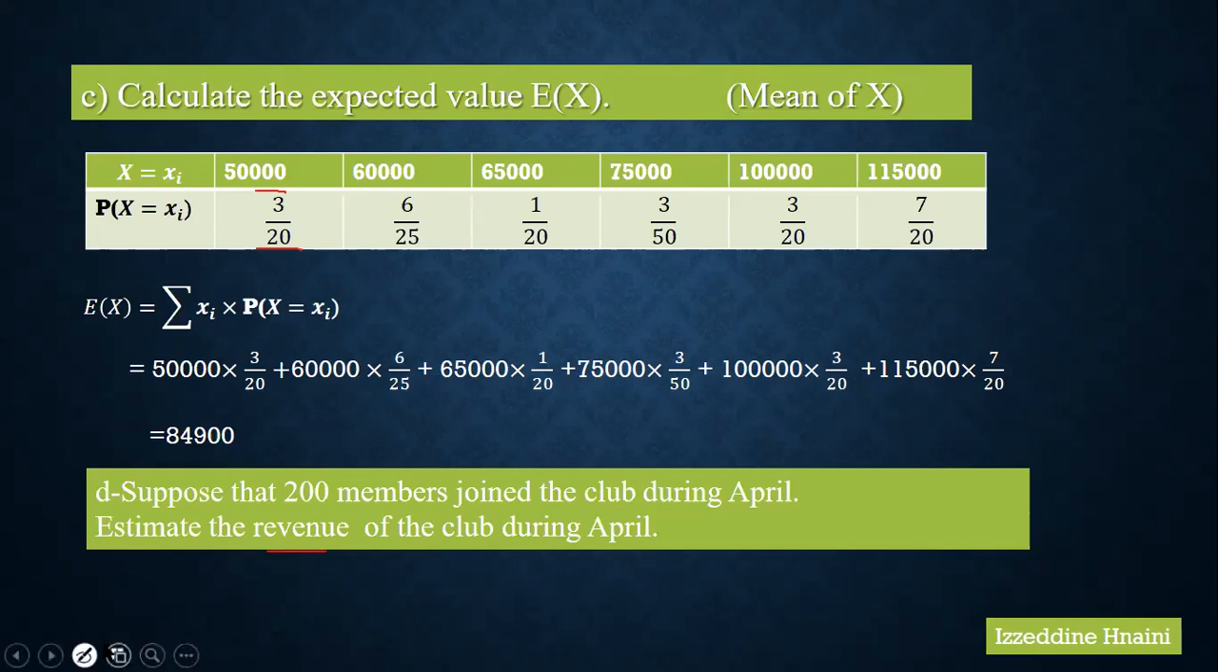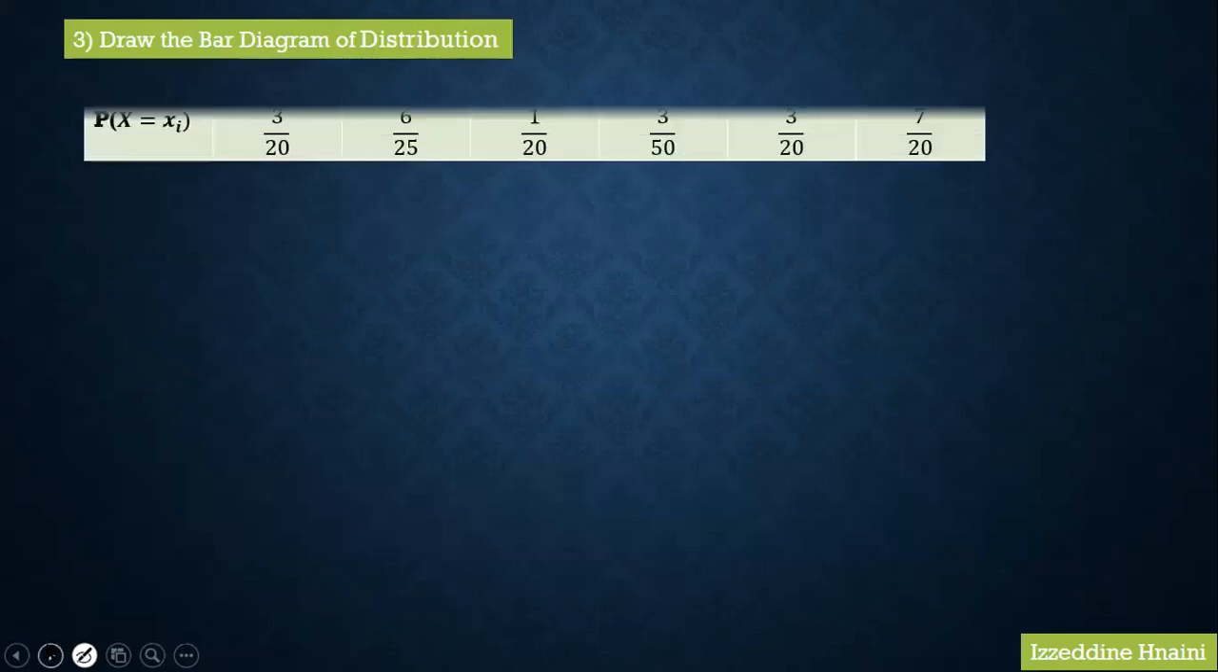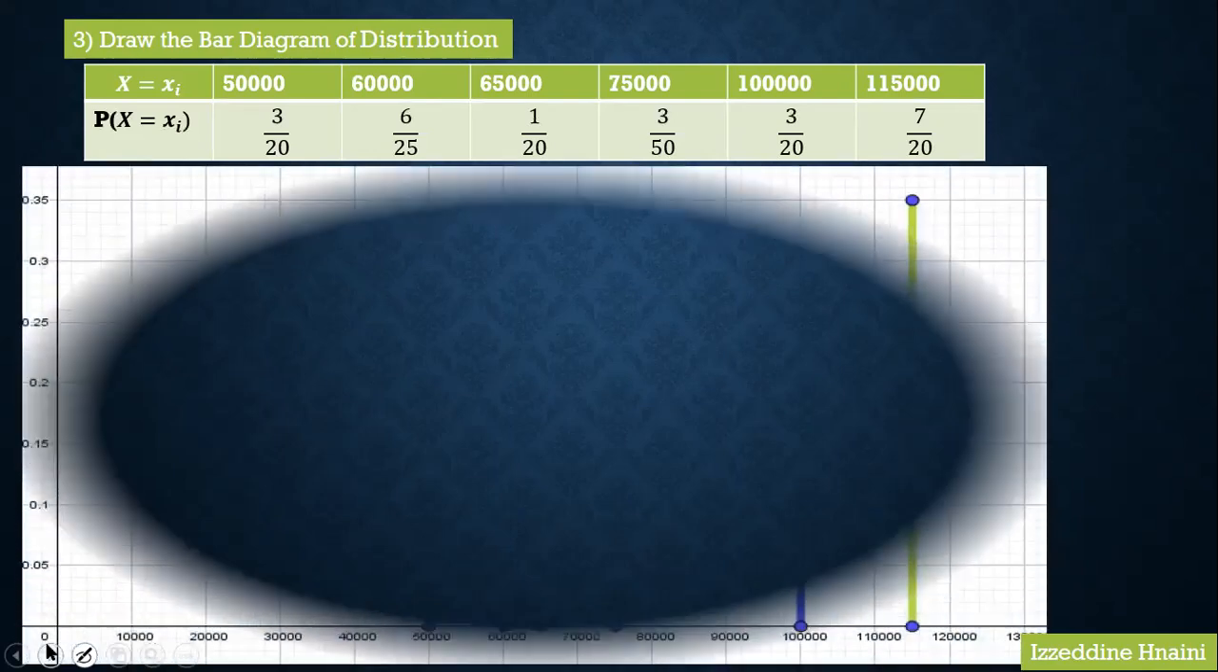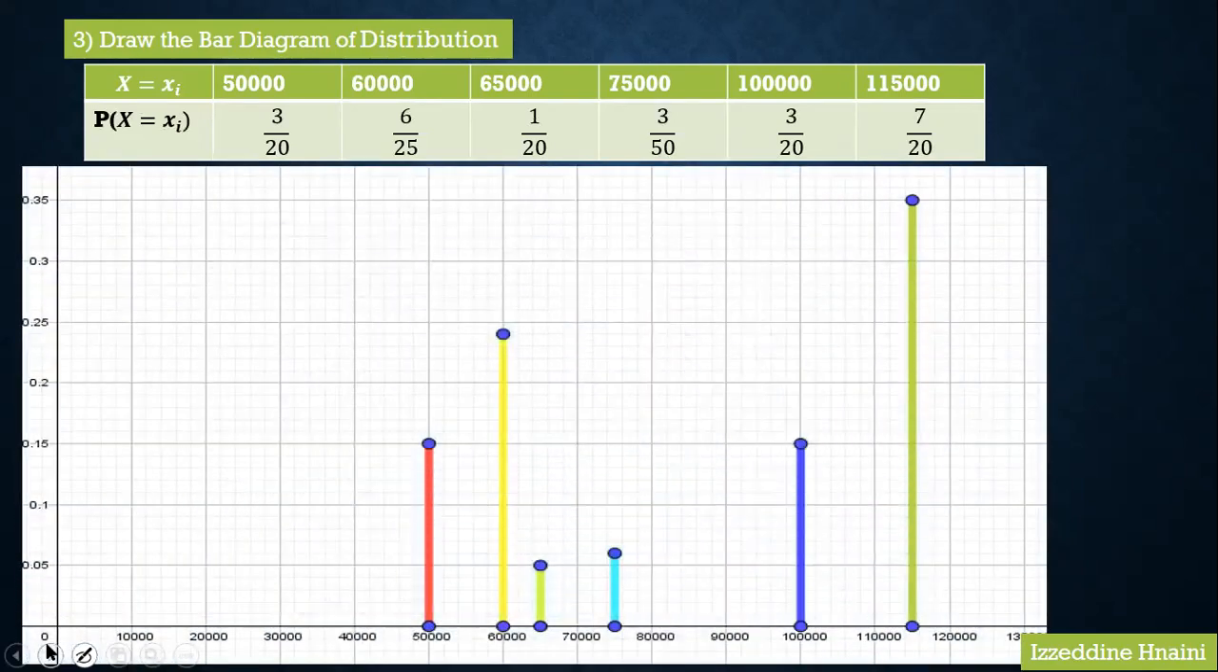If you want to estimate the revenue, the average money paid by one customer is 84,900. So for 200 members, the revenue equals 200 times 84,900. Now, the expected value, or the probability distribution, can be represented by a bar diagram.